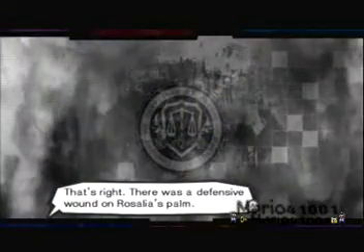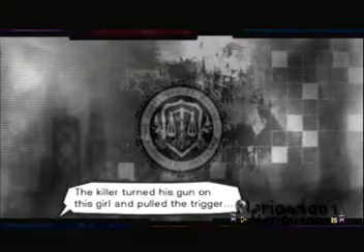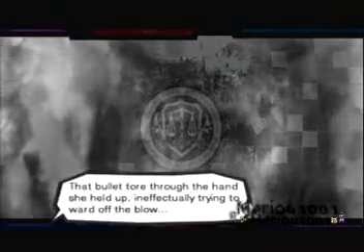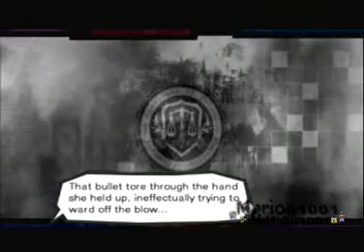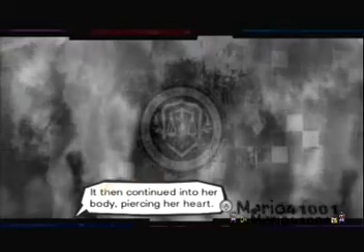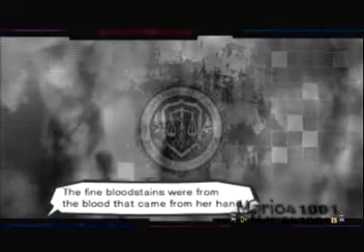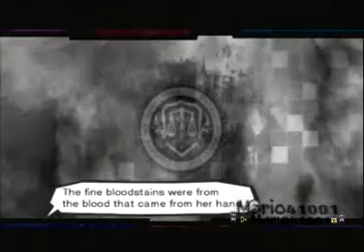That's right. There was a defensive wound on Rosalia's palm. The killer turned his gun on this girl and pulled the trigger. That bullet tore through the hand she held up, ineffectually trying to ward off the blow. It then continued into her body, piercing her heart. The fine bloodstains were from the blood that came from her hand.